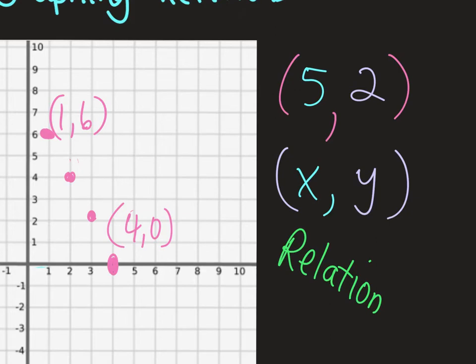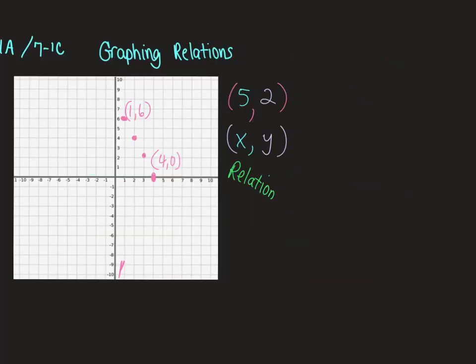Not all the time will they fall in order in a straight line. They could be zigzag, they could be crazy, they could be kind of curved, but they might make some sort of a pattern for that relation.